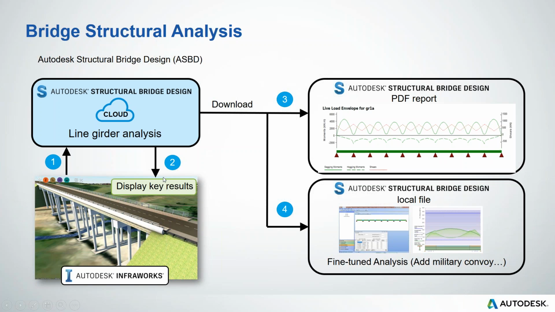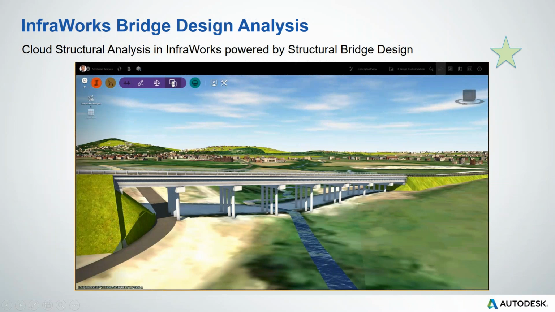Once we're happy with the design and the analysis, we can download the full structural report, which is over 50 pages, detailing exactly how the bridge is performing, showing you the shear, the bending moments, etc. And you're also able to download the local file that can then be used for the final modification and tuning of the analysis inside the on-premise structural bridge design software. So this is how things will work.